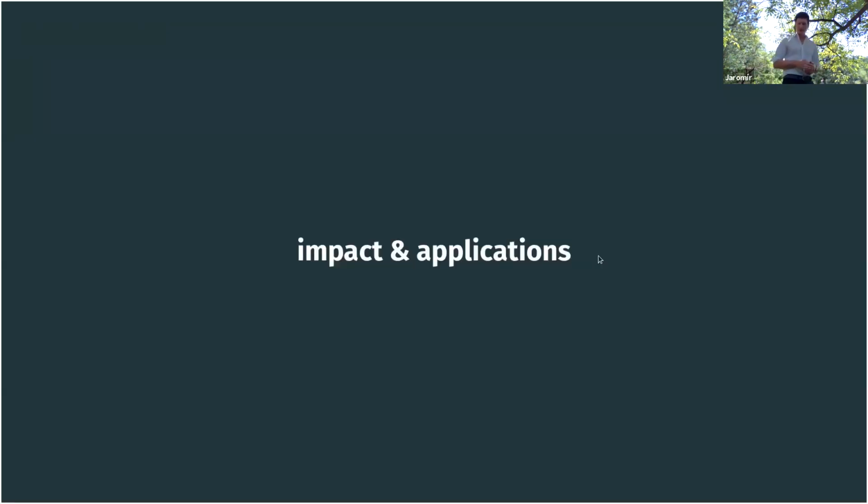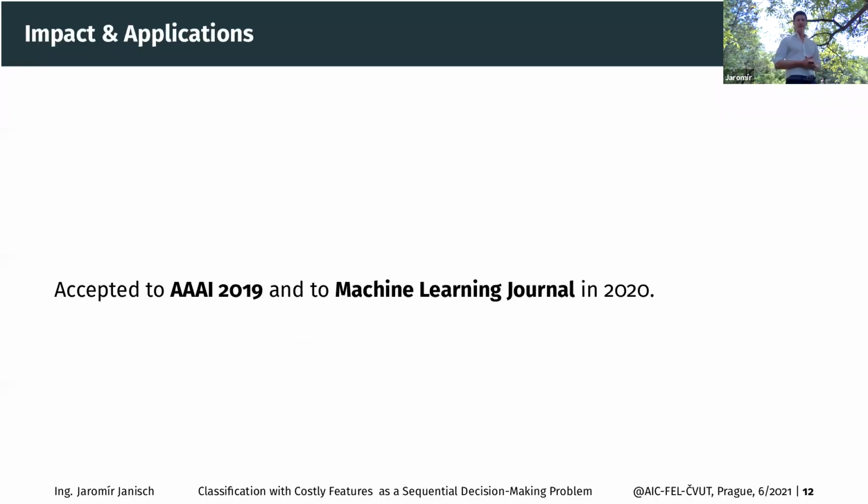I want, at the end of the presentation, to just mention a little bit about impact and applications of our research. So as I said, this was accepted to AAAI 2019 and subsequently into Machine Learning Journal in the next year. And I usually start this presentation by giving a clear motivation why this is a good thing to do, why this is a good thing to think about and do the research at all. But since the paper was out for some time already, I don't have to do that anymore, and I can let the results speak for themselves.